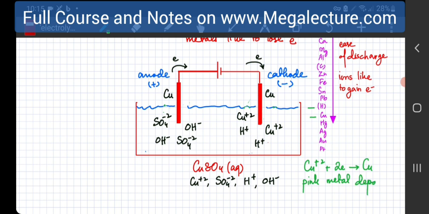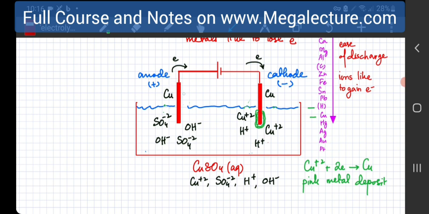deposit forming on the cathode. So the cathode mass would start to increase, and a pink metallic deposit would start forming on top of the cathode. So again, I repeat, it doesn't really matter what the cathode is made up of. You're doing exactly the same as what you were doing previously. Copper ions or H+1, who gains electrons? It's copper.